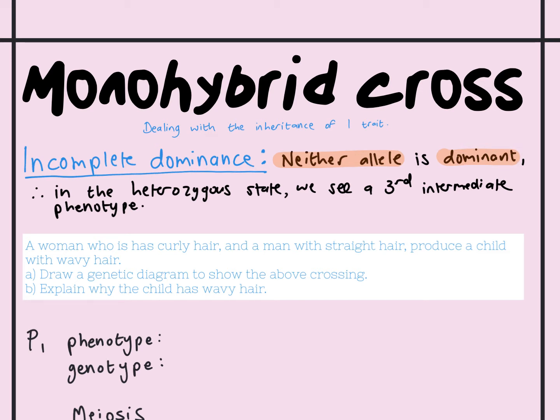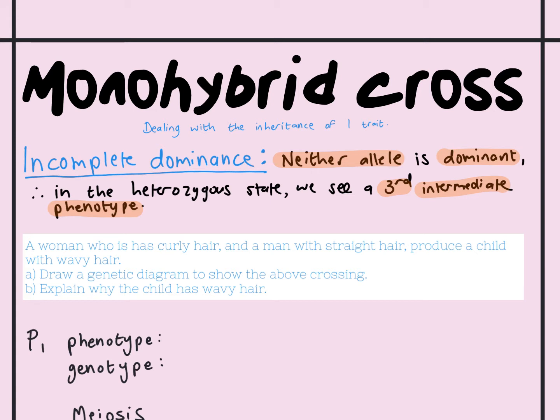So what we see in the heterozygous state is a third intermediate phenotype. And you must use those words. So it's a third phenotype. So instead of just being red and white flowers as being the only options, now if you had a red and white flower mating, they would produce pink flowers. So it's a third phenotype, still only with two allele options, or genetic options.